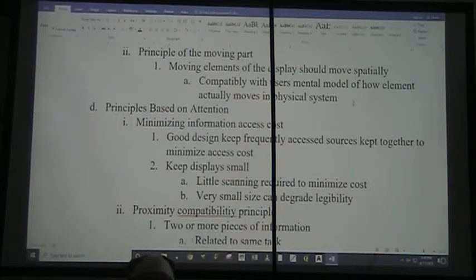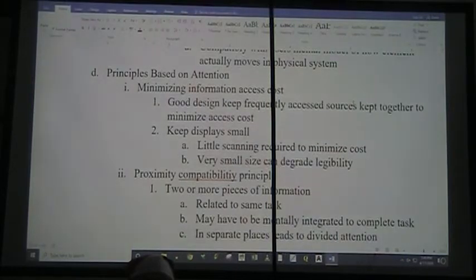Okay, well, not too many there on the mental model principles. Principles based on attention. First of all, we have to minimize the information access cost, right? Because if we don't, we'll be into satisficing, and that may not be the best way to handle the situation that we're talking about.